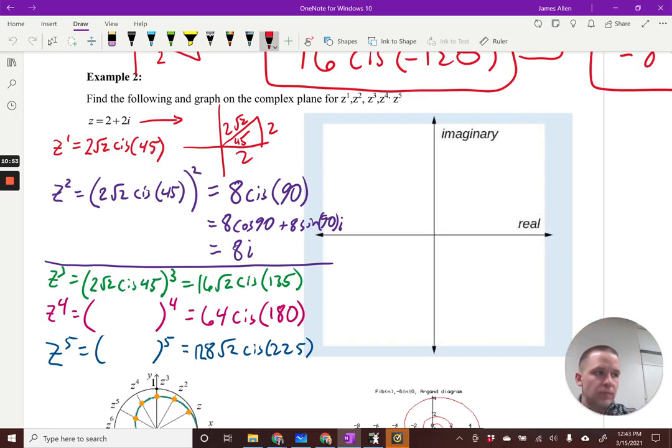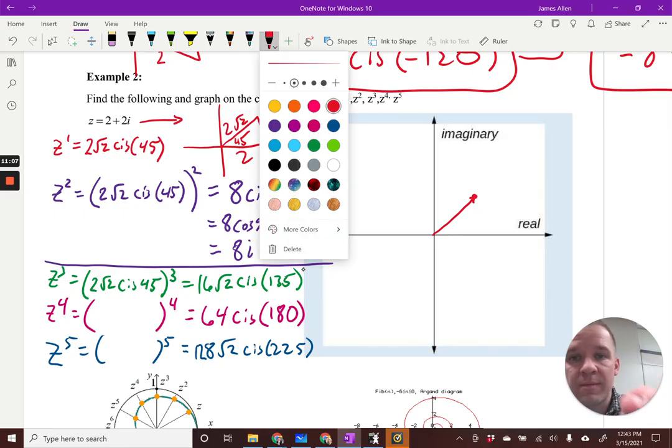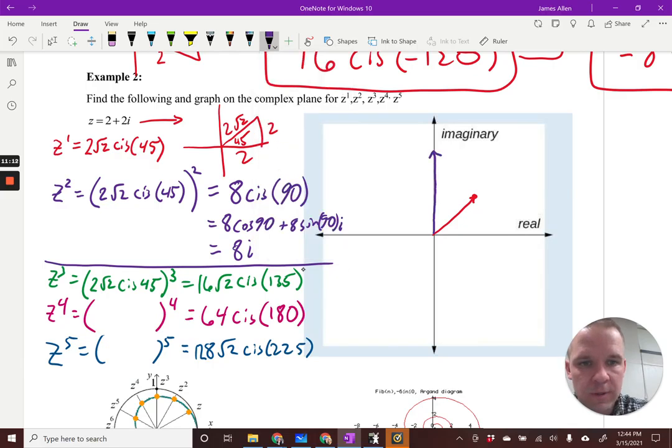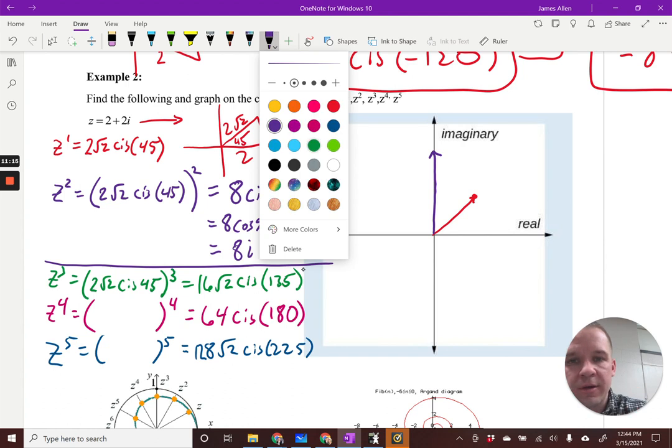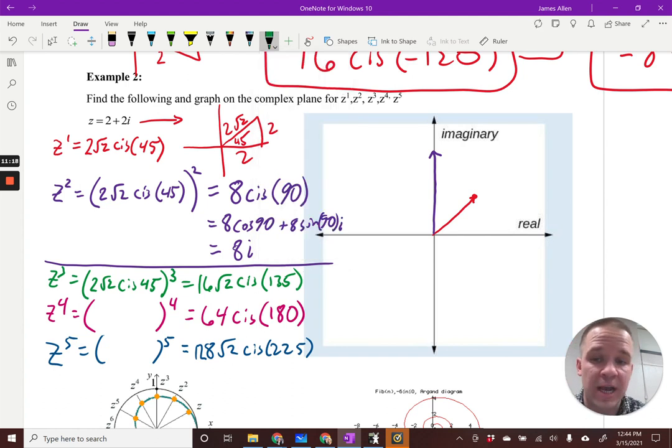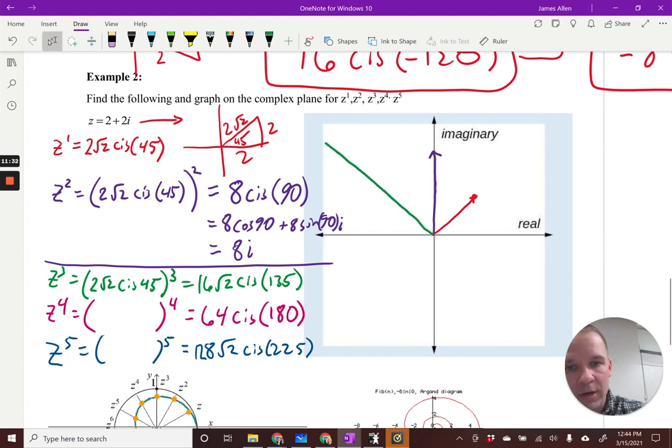So for the first one here, z to the first, I'm going to go ahead and graph it. So that would be z to the first. Now, z squared is 8i, so that's just straight up on that imaginary axis. And then z to the third. Well, z to the third, that's at a 135-degree angle with a radius of 16 root 2. So I really actually don't even need to convert these when you really think about it to graph them, because 8 cis 90, that would just be 8 with an angle of rotation of 90, right? And now 135, look at that. We're going.